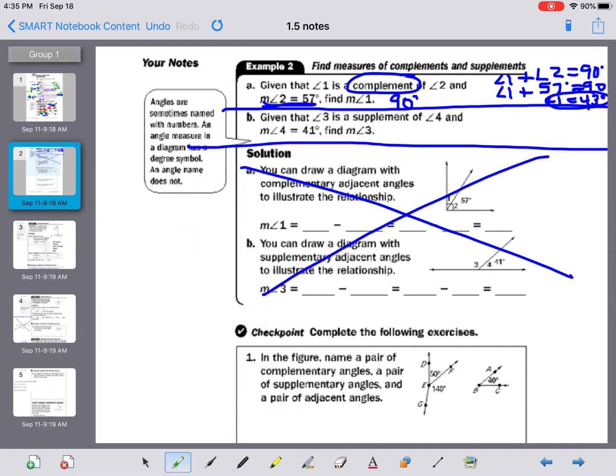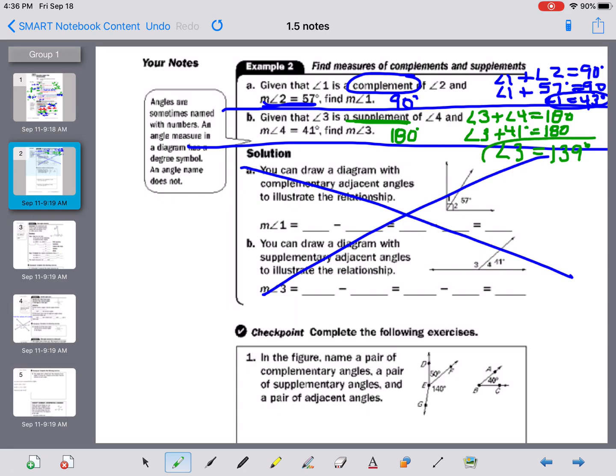On the second one, for B, I have given angle 3 as a supplement of angle 4. I stopped because my brain just told me 180. Supplement 180. And it tells me angle 4 is 41. So if I think of angle 3 and angle 4 together make 180, and angle 4 is 41 degrees, how am I going to get angle 3? Well, I'm going to subtract 41, right? And angle 3 is going to be 139.